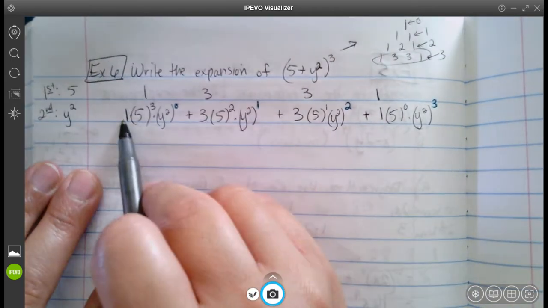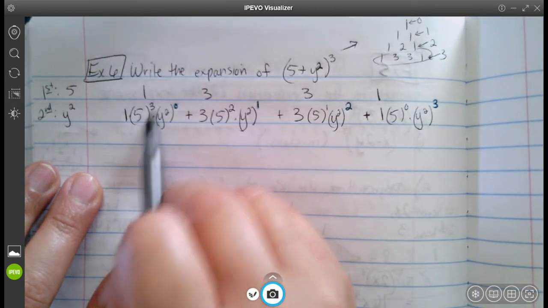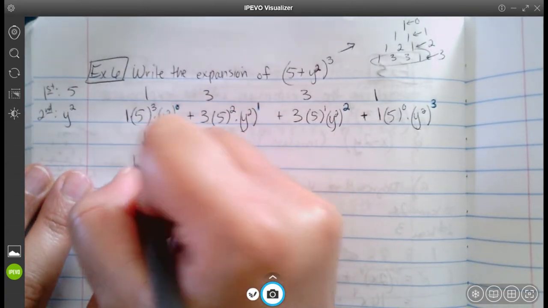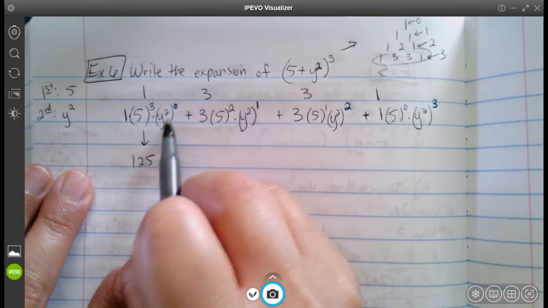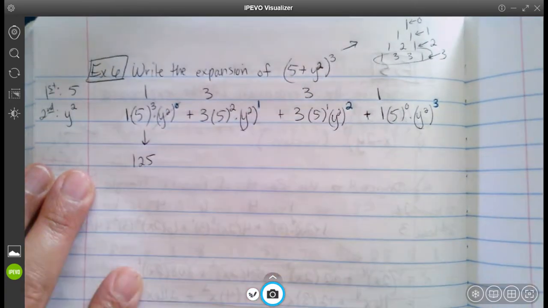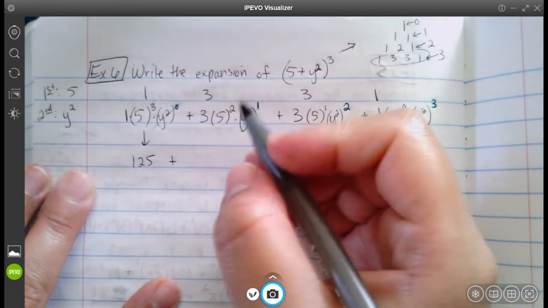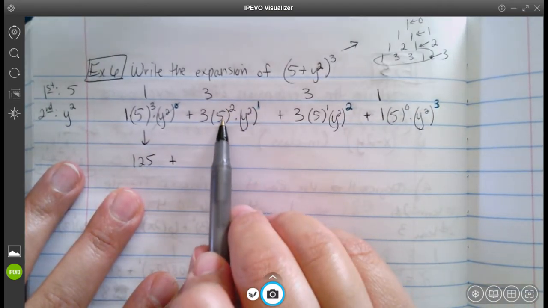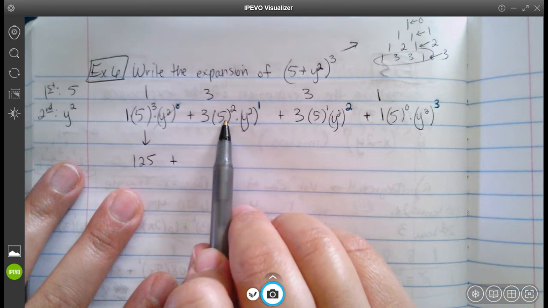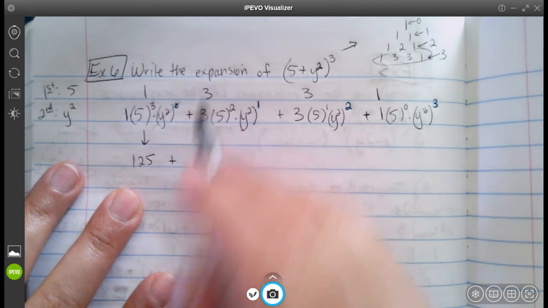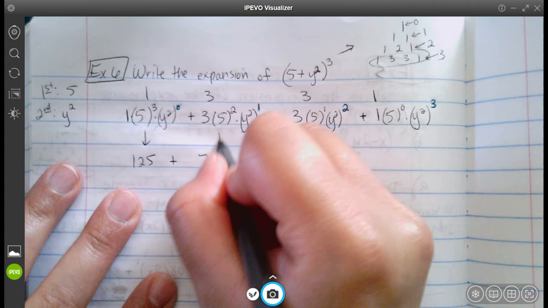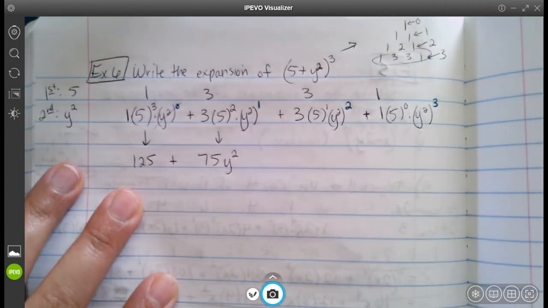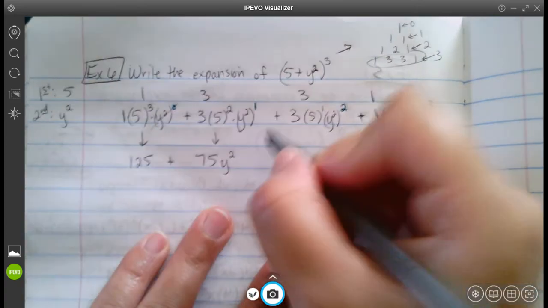We have 1 times anything, that's the same thing, so I'm going to go ahead and multiply this here. 5 cubed is 5 times 5 times 5, which is 125. y² to the 0 power is just 1, so I'm not even going to worry about that. Plus, here we have 3 times 5². 5² is 5 times 5, which is 25, and 25 times 3 is 75. y² to the 1st power, nice and easy, is just y², so no extra work required there.